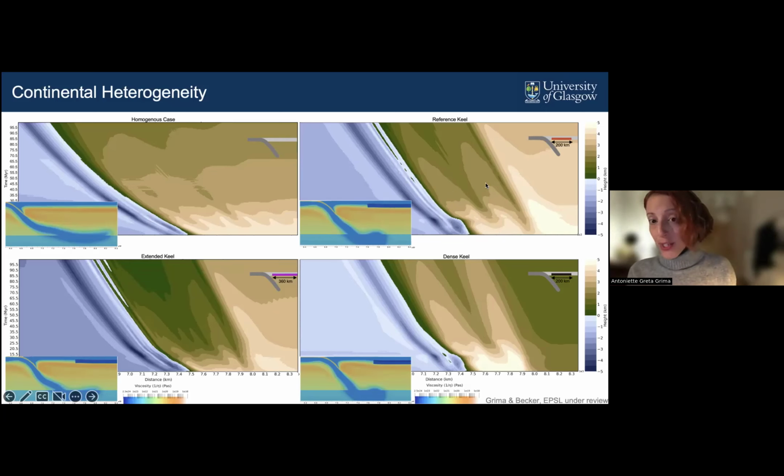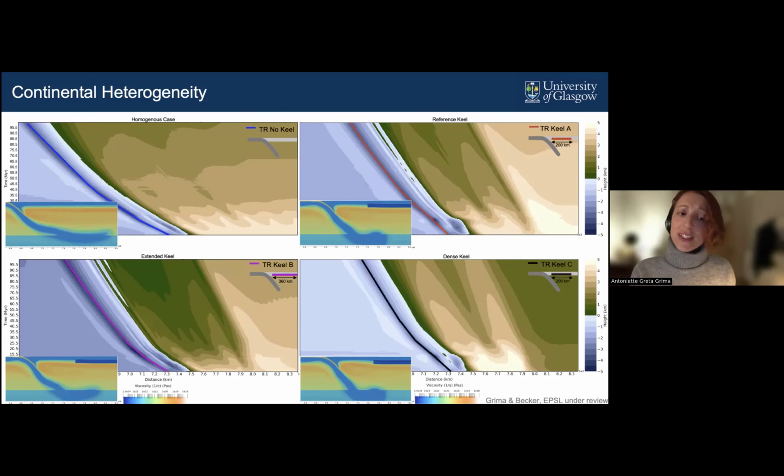The other thing that we can notice is that this zone of deformation varies both in terms of the topography and the amount of basins and the subsidence based on the type of heterogeneity that we implement in the continental overriding plate.